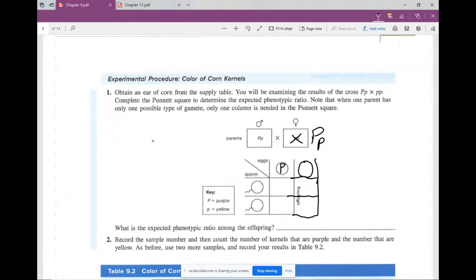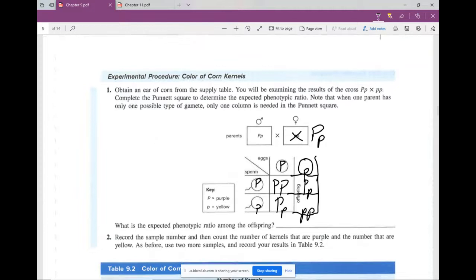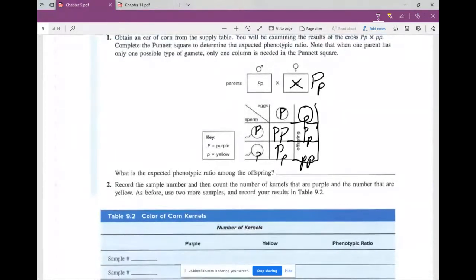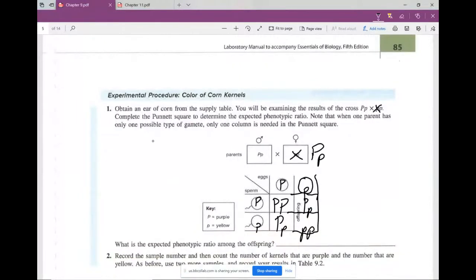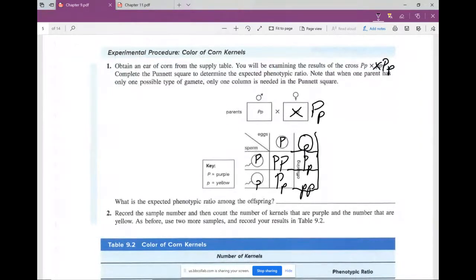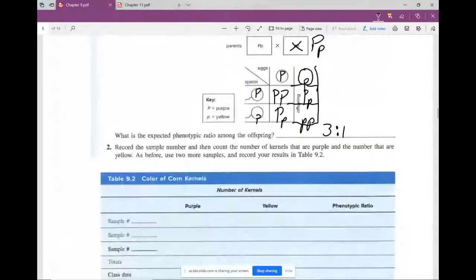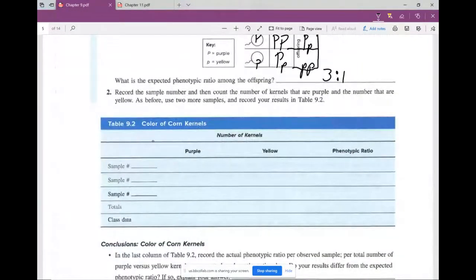All right, big P, little p, big P, little p. All right, we have the same situation. Okay, so fix this. Big P, little p. Fix that in your book. What is the expected phenotypic ratio among the offspring? It should be, again, 3 to 1.